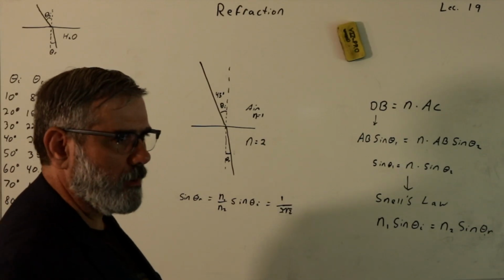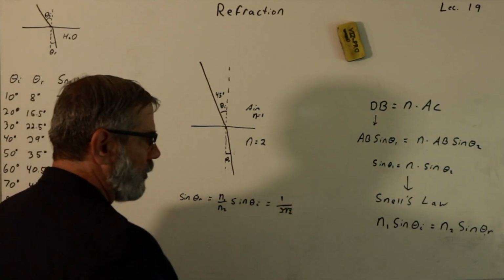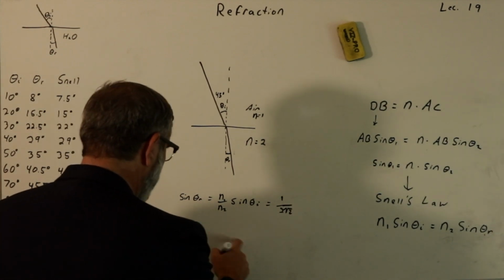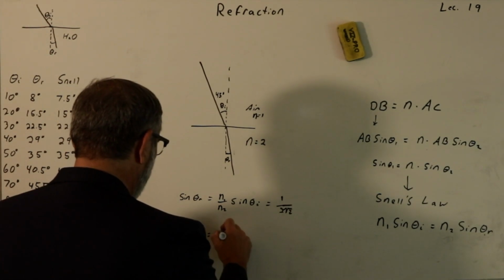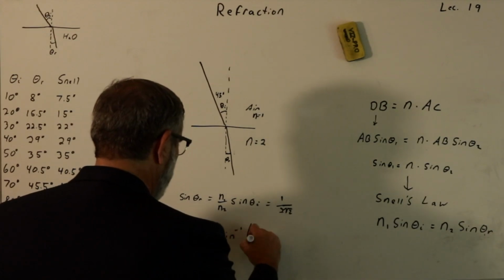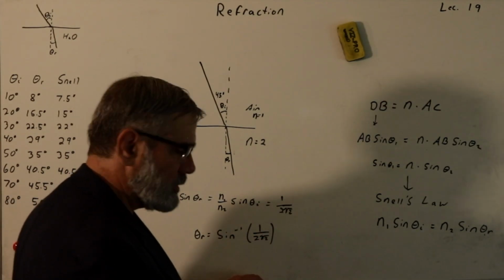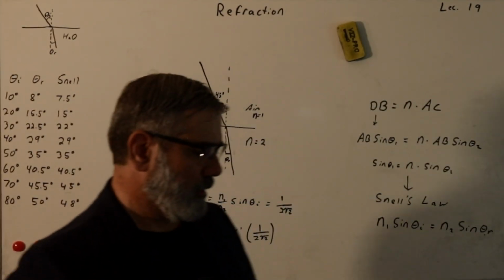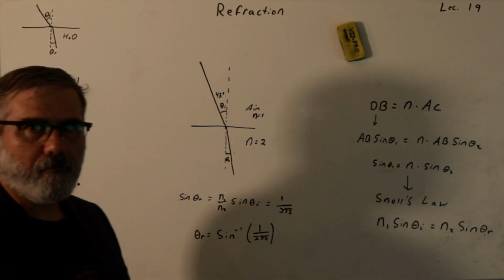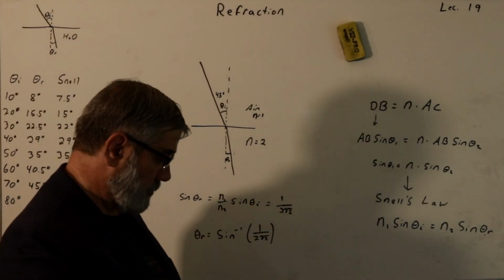Actually, maybe I should have left it the other way around. Well, then it would be over 4. It's not going to help. So how do we do this? We can get our calculator out. And what we want to do, we write theta r is equal to the inverse sine of 1 over 2 square root of 2. So for these Snell's law problems, you have to punch things into the calculator rather than rely on your knowledge of some basic angles like 30, 60, and 45.